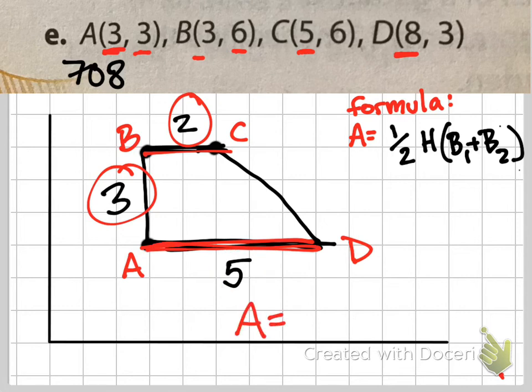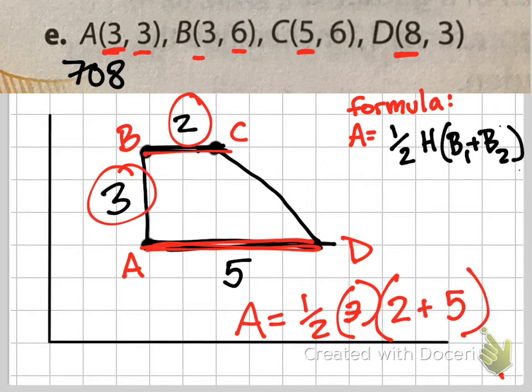Our area is going to be 1/2. Our height is 3. Our height is 3. It's a 3. And our base 1, remember, doesn't matter, is 2. Our base 2 is 5. Does not matter which one that you pick. So, then I want you to solve.